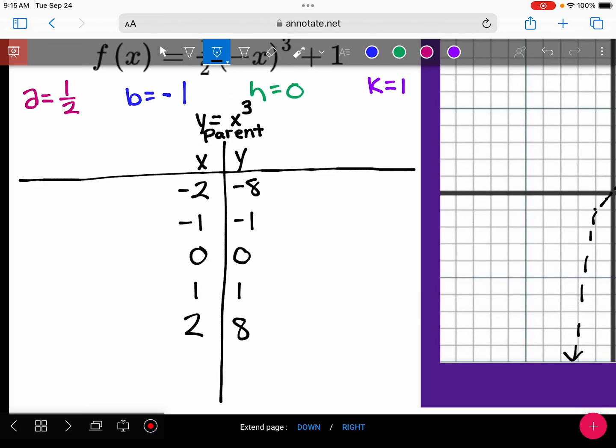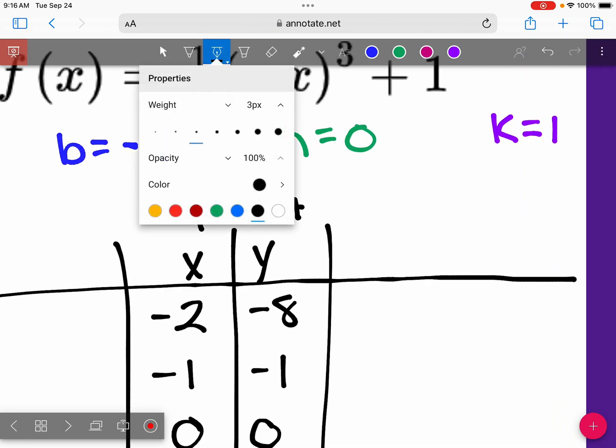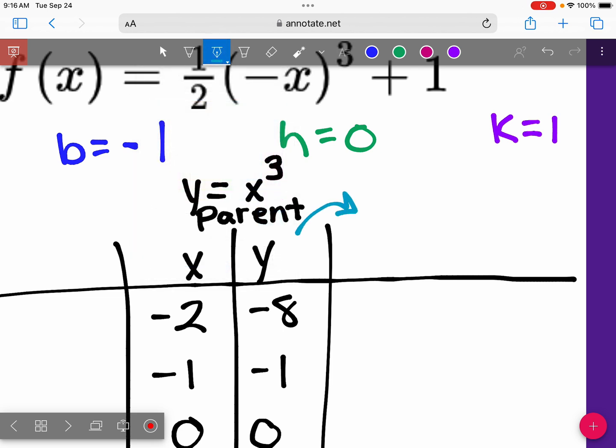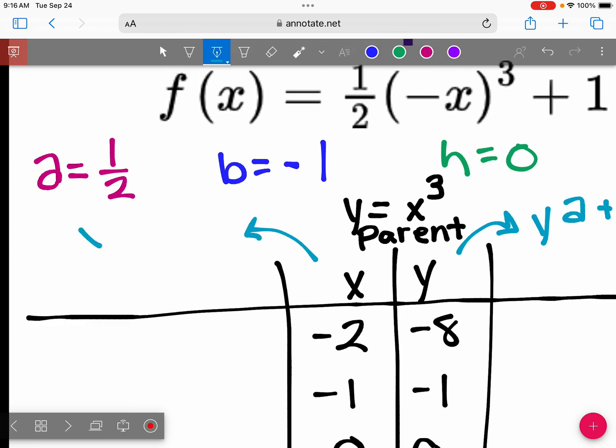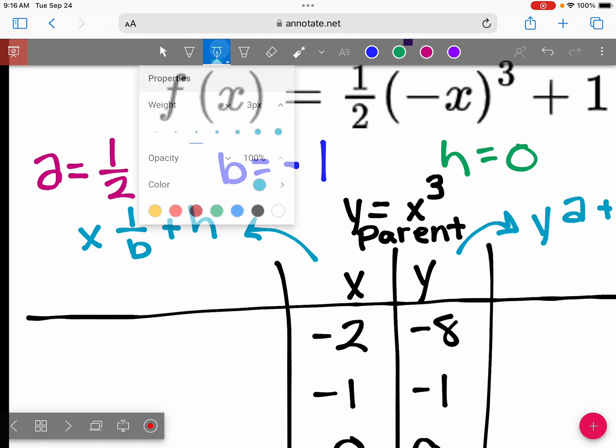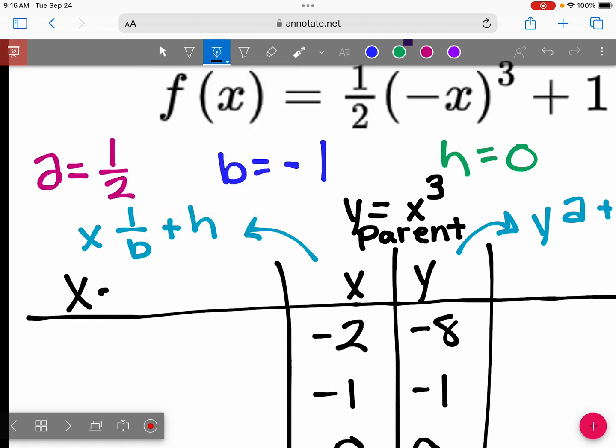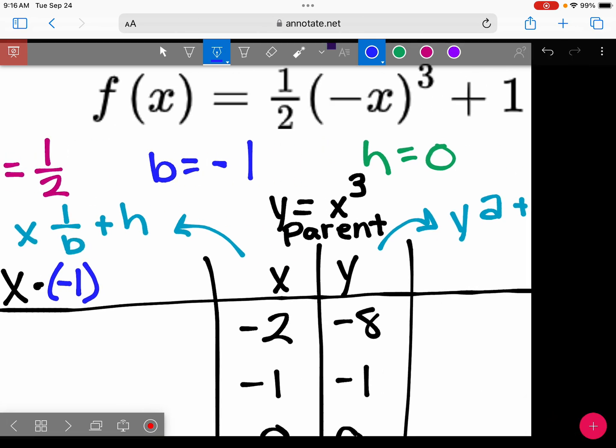We are going to do the exact same steps as we've done for all the others to graph these transformations. We will take our y times a plus k, just like we've done since Algebra 2. And we're going to take our x's times our 1 over b, or 1 over bx, I don't care what order it is, plus h. So we're going to take our x's times what for this one? Times -1. 1 over -1 is the exact same thing as -1. So it's just kind of easier to think of it as -1. Plus h, so we're not adding anything, so I don't need to write that down.